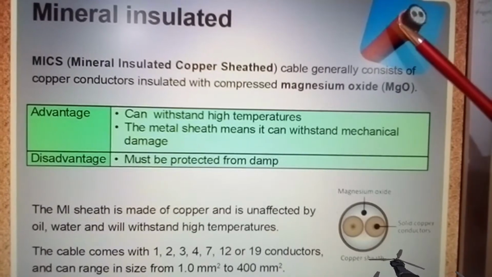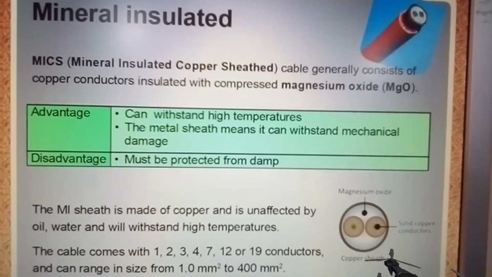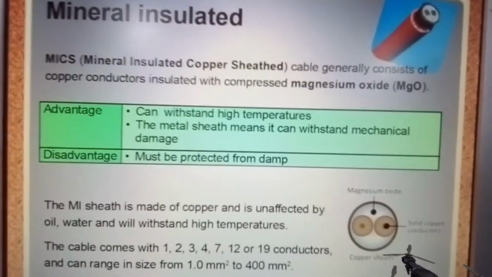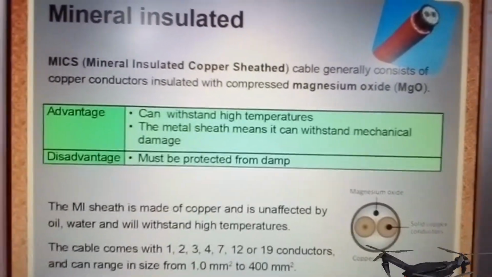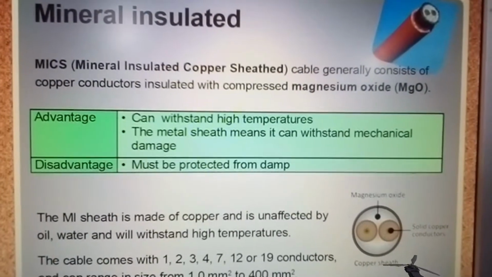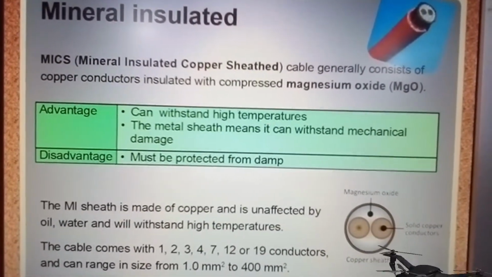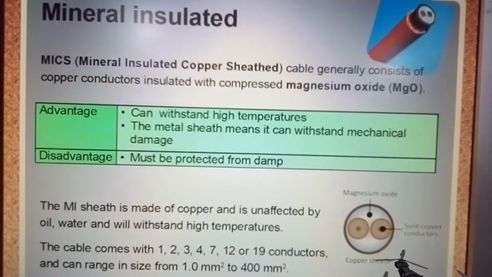But once you have installed this MICC cable, it will just stay there for 100 years or more. Excellent stuff, but very expensive.